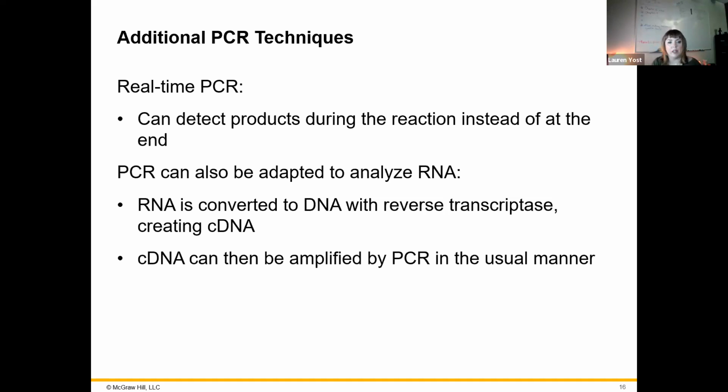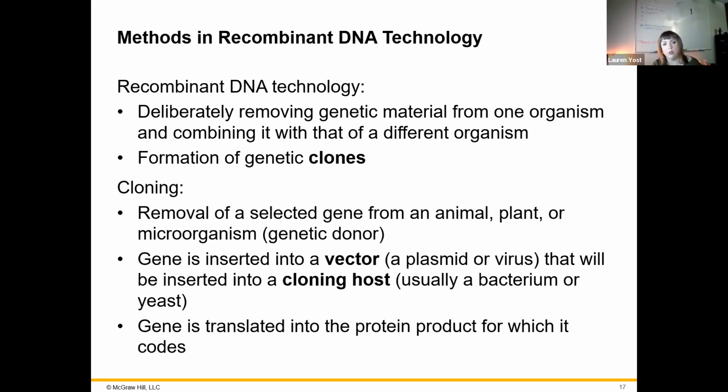PCR can also be adapted to analyze RNA by converting it back to DNA using reverse transcriptase, and making the cloned DNA. Now, recombinant DNA technology literally refers to removing genetic material from one organism and combining it with another organism, and that would therefore generate genetic clones. Something is carrying a gene that it wouldn't normally have had in its cell.